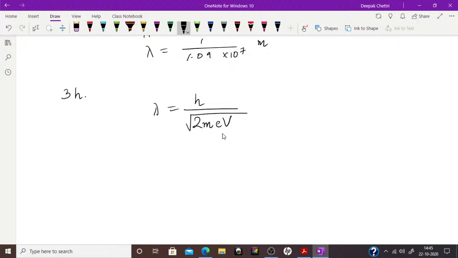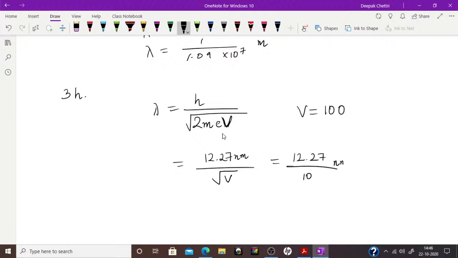Okay, this is the formula for the wavelength of an electron which is made to pass through a potential difference of capital V, and in our case it's 100. If you put the value of h, a constant 6.626, m, the mass of the electron which is also constant, and e, the charge of the electron, again a constant, you will get 12.27 nanometer divided by root over V. So what is V in our case? It's 100. So 12.27 divided by root over 100, which is 10, so the answer will be 1.227 nanometer.